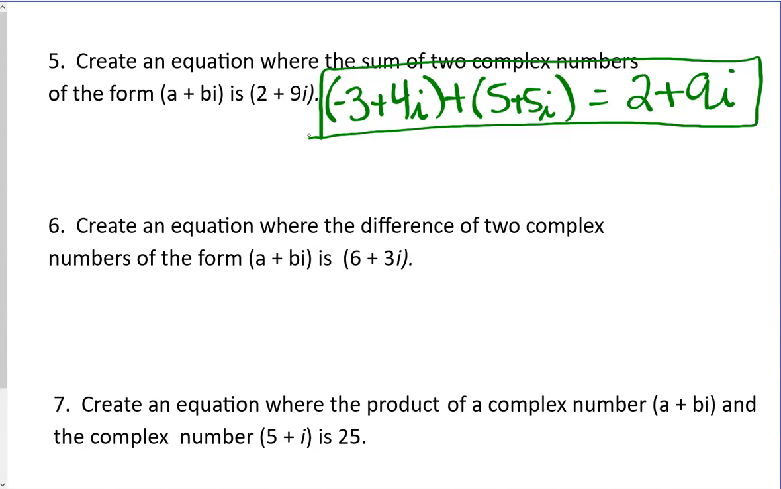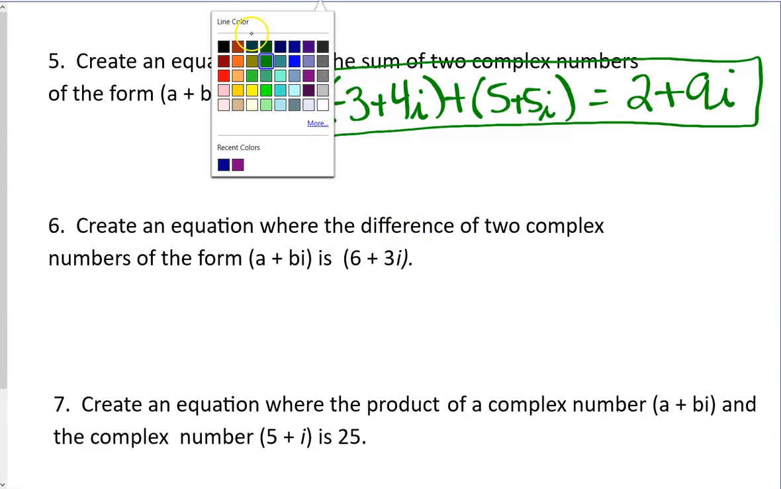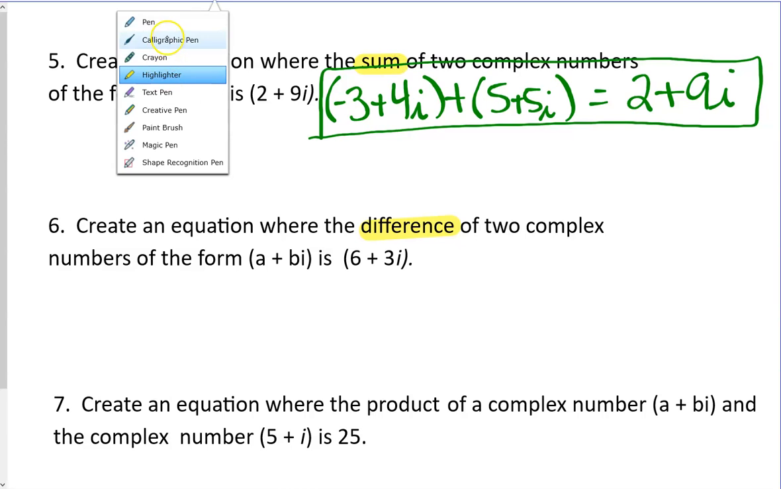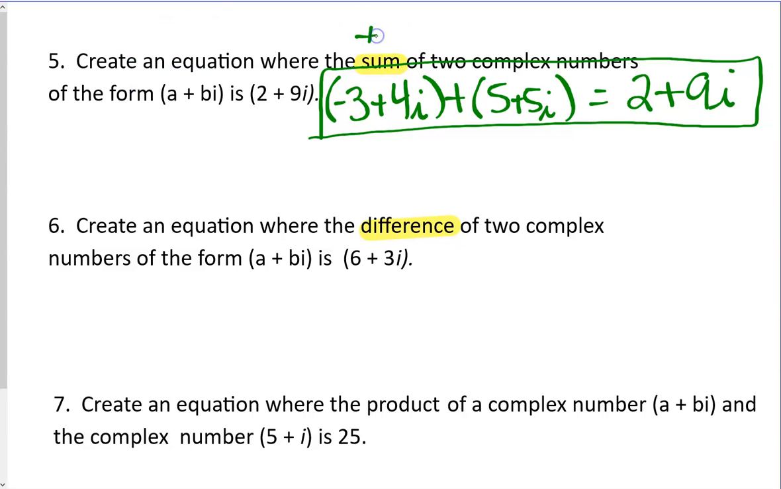Number 6, create an equation where the difference of 2 complex numbers of the form a plus bi is 6 plus 3i. All right, so our key word this time is going to be difference. So difference means I need to subtract. Up here it said sum, so I knew sum was going to be adding together, right? Difference is subtracting. So I need a complex number minus another complex number to be equal to 6 plus 3i.